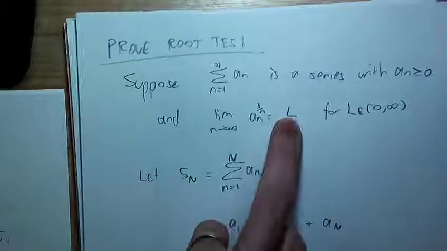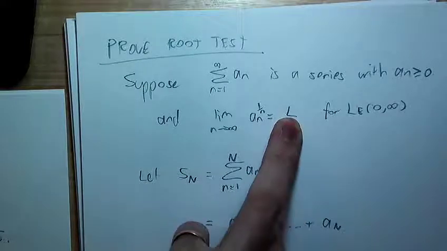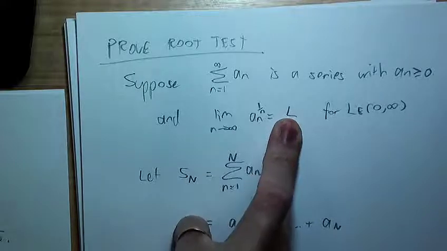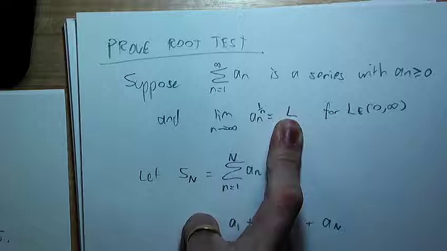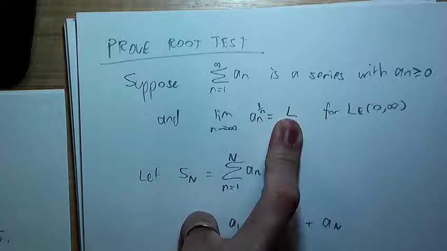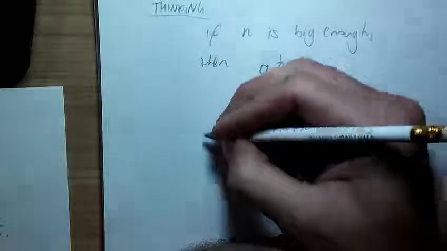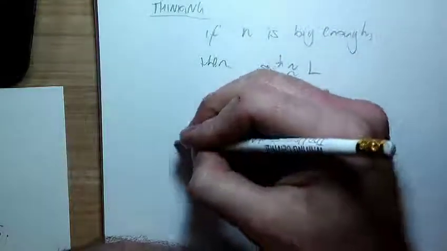So this limit going to L means that no matter what epsilon I picked, there would be an N such that, well, I might use m, when little m was more than that, it was within epsilon of this L. So that's my thinking.